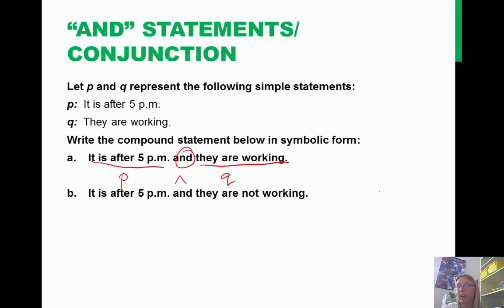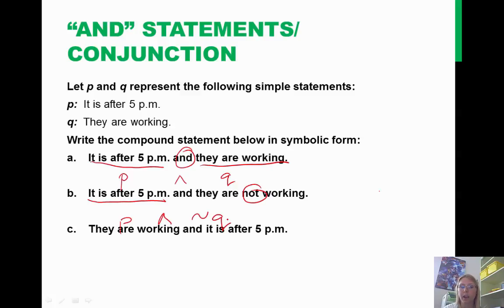Well, we learned about negated statements in the last section, but we already know that it is after 5 p.m. is a P. We still use the word and. This time we have not, so we're going to put a symbol like this, Q. P and not Q.